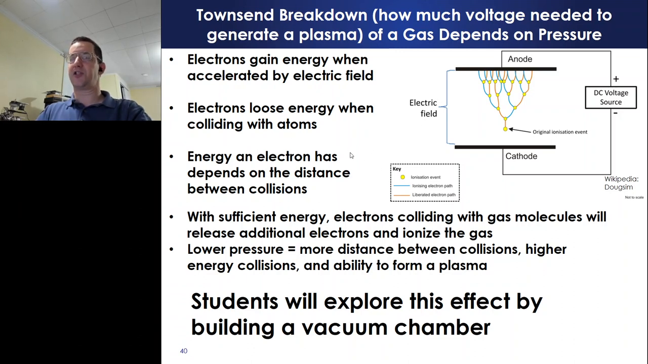The trend to observe here is that lower pressure has more distance between collisions between electrons and gas molecules. This therefore generates higher energy collisions and the ability to form a plasma with a lower electric field. Students will explore this effect by building a vacuum chamber.